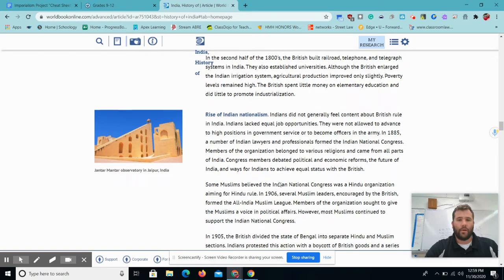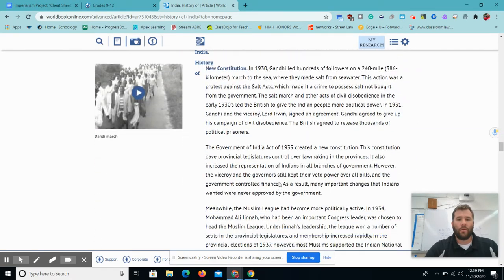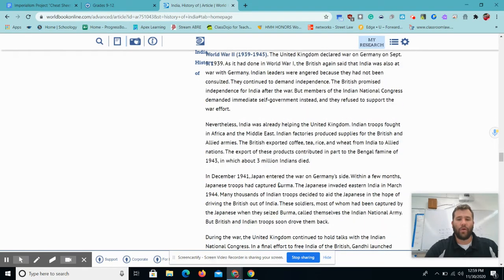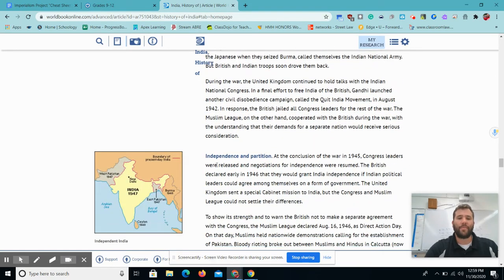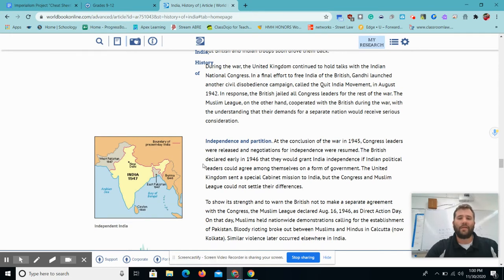So when we get to independence, somewhere in there, they'll talk about independence. Oh, there you go. Independence and partition. You could read through all this, but for my purposes, I'm going to scroll down here to summarize. At the conclusion of the war in 1945, this would be World War II they're talking about, Congress leaders were released and negotiations for independence were resumed. The British declared early in 1946 that they would grant India independence if Indian political leaders could agree among themselves on a form of government.